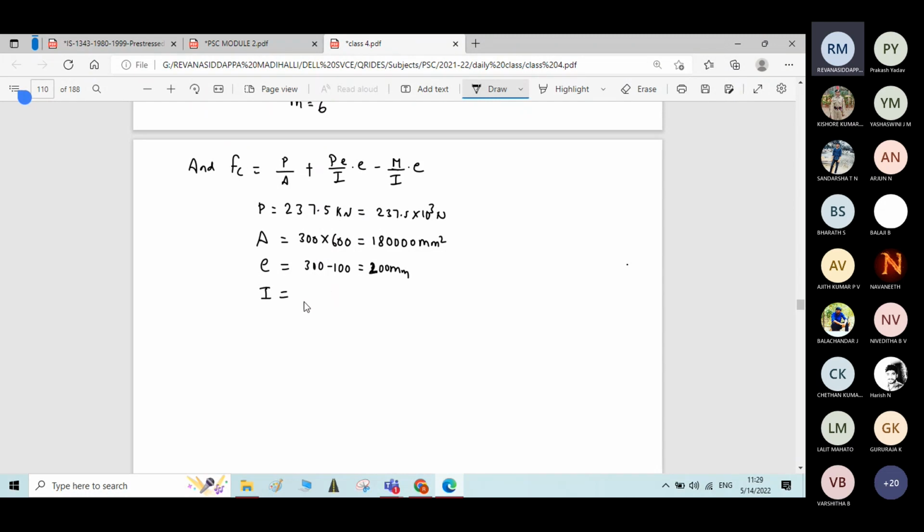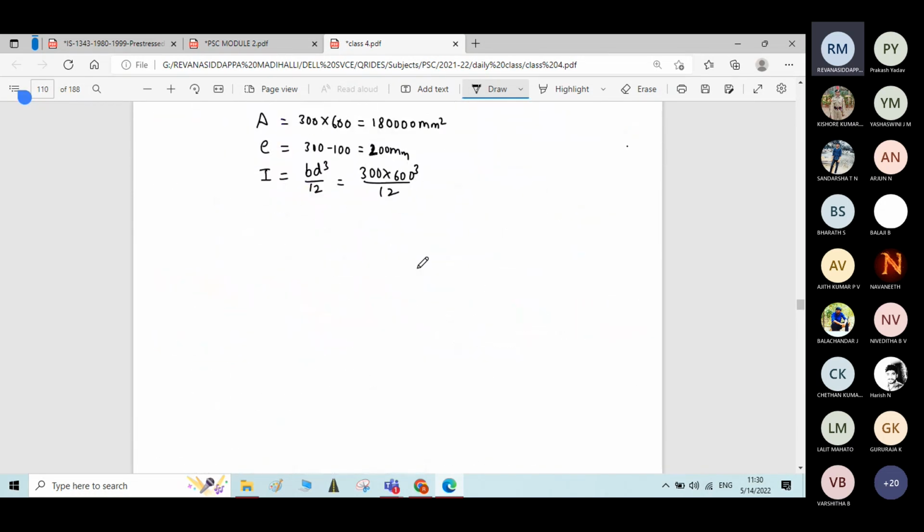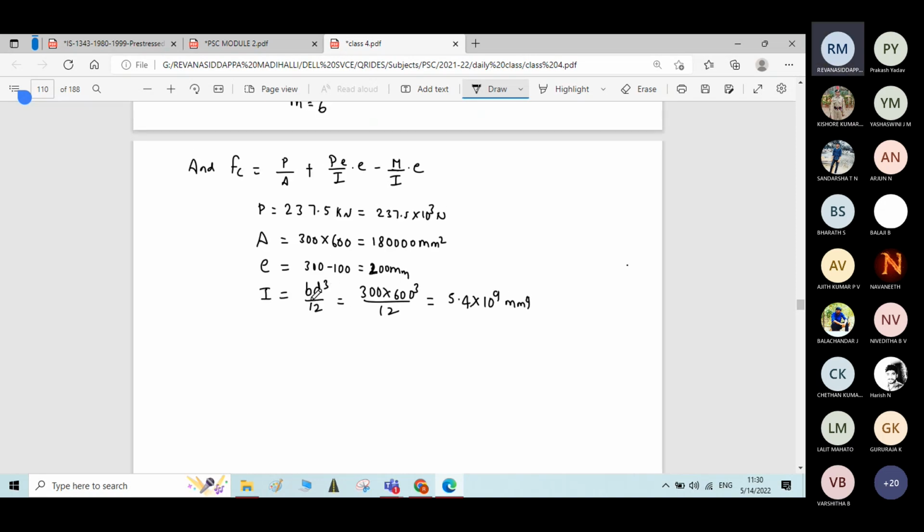I is equal to bd cube by 12 for rectangle. b is 300 into depth 600 cube divided by 12. So the answer is 5.4 into 10 power 9 mm4, the moment of inertia.